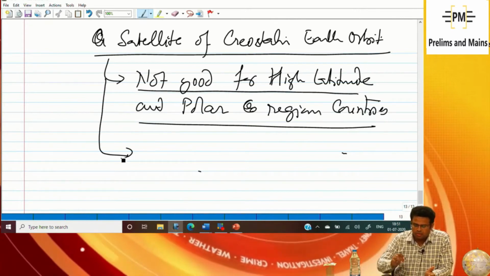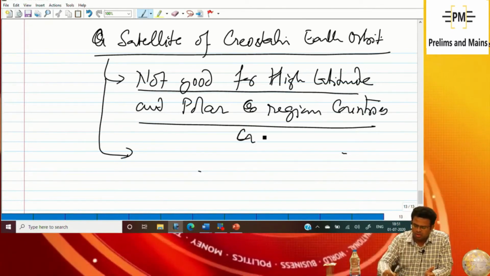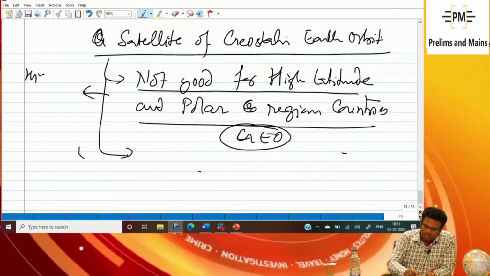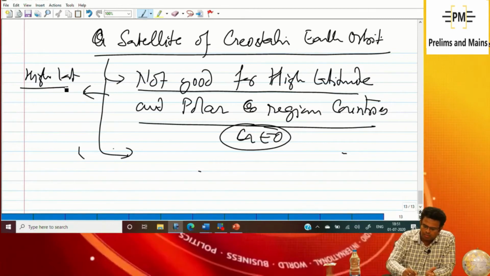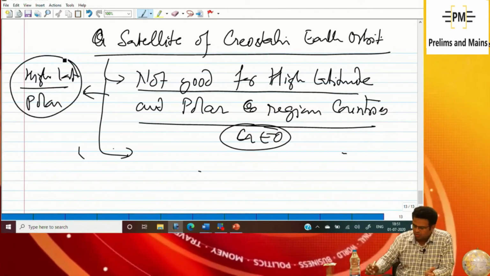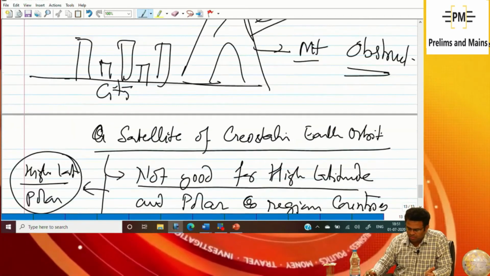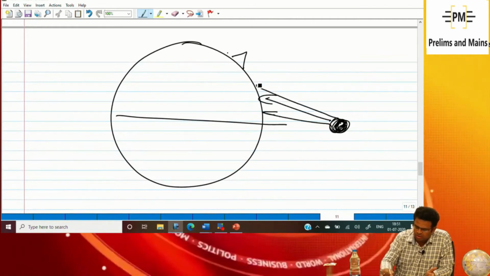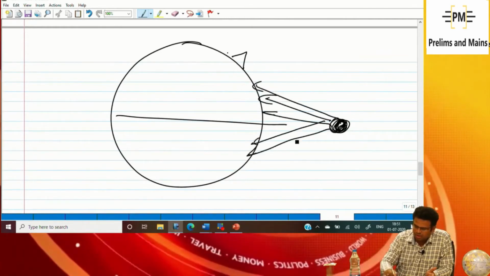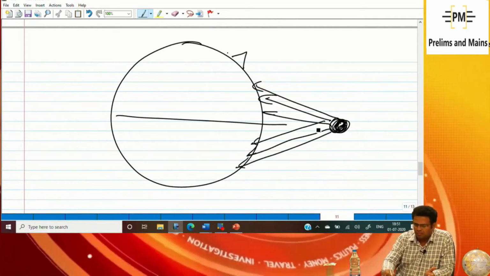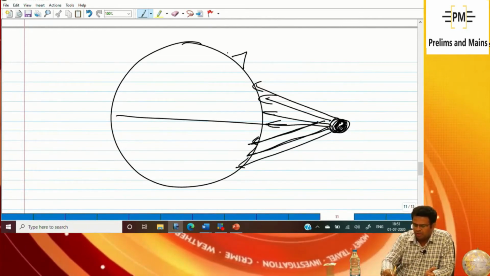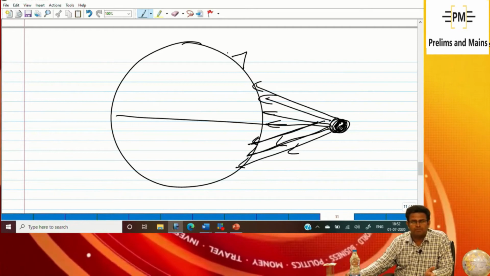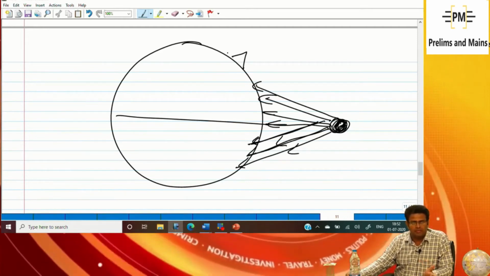So the geostationary earth orbit satellite is not good for high latitude and polar regions, but you can see it is good for low latitude countries. It is coming without any kind of obstruction. It is coming vertical and a little away from the vertical. So it is good for low latitude countries and tropical countries. It is good for tropical and subtropical countries.